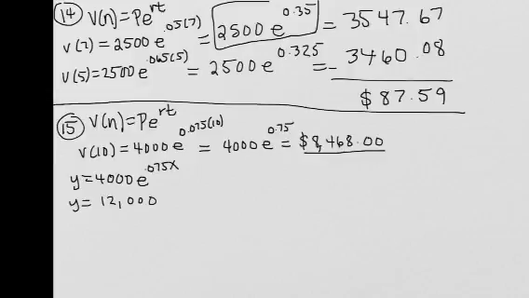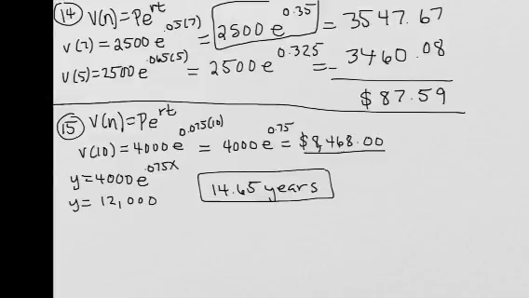Okay, and I just put it into a graphing calculator myself, and I got for the time would be 14.65 years. So in a little bit over 14.5 years, you would have $12,000.